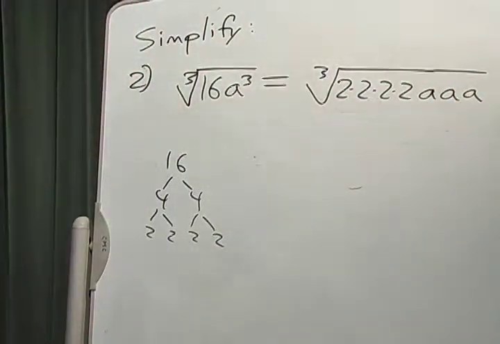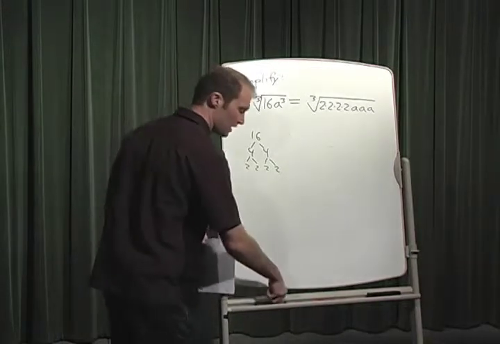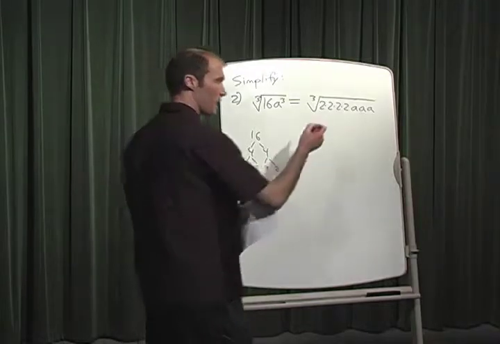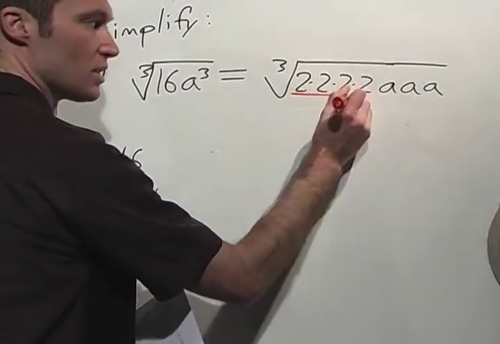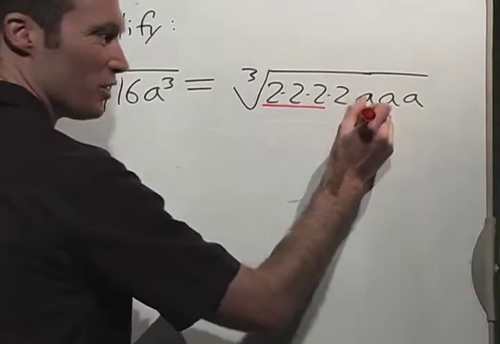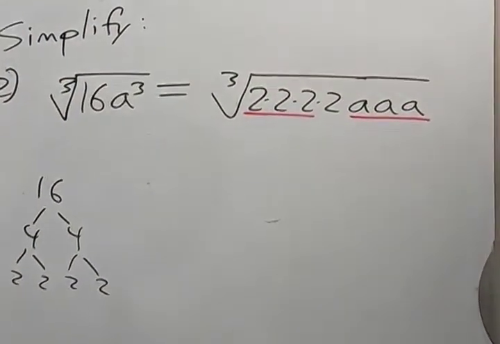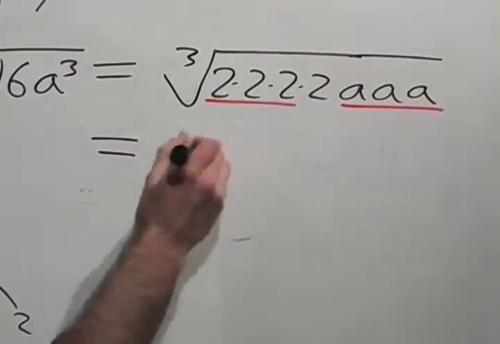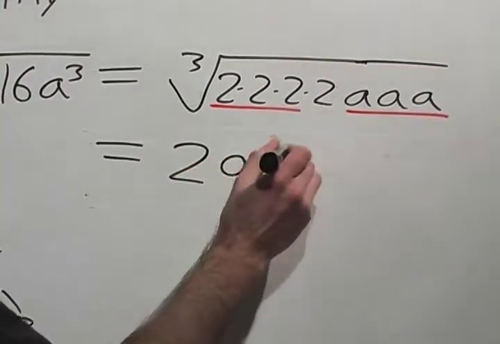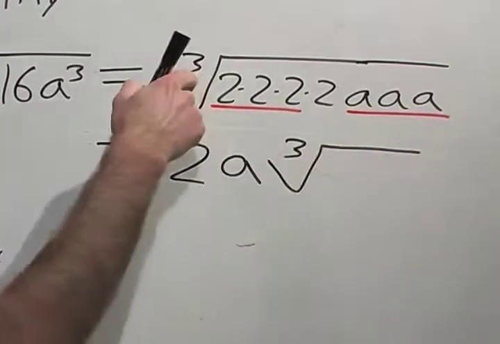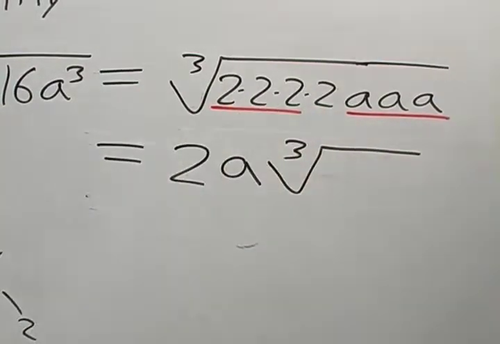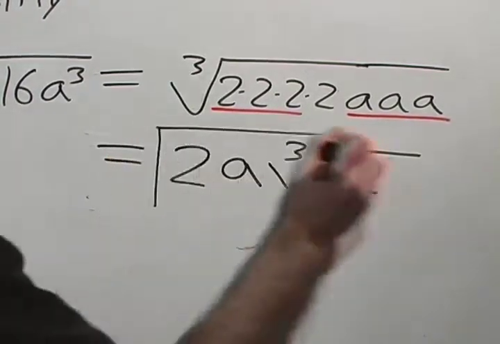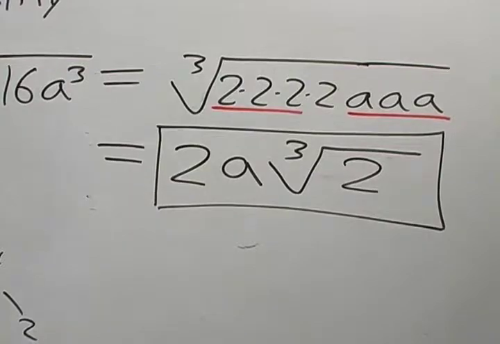Now remember my rule. My rule is every time I see a group of 3, because I'm dealing with a cube root, one representative comes out. So here's a group of 3 2s, one representative will come out. Here's a group of 3 a's, one representative will come out. So what I have for my final answer for this problem is 2a times the cube root, don't forget to keep writing that, of what's unpaired. Well, a 2 is left over. 2a times the cube root of 2 will be my final answer.